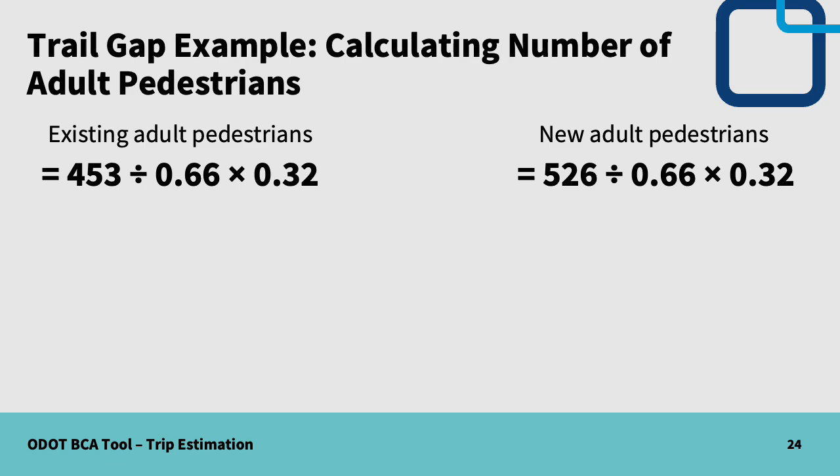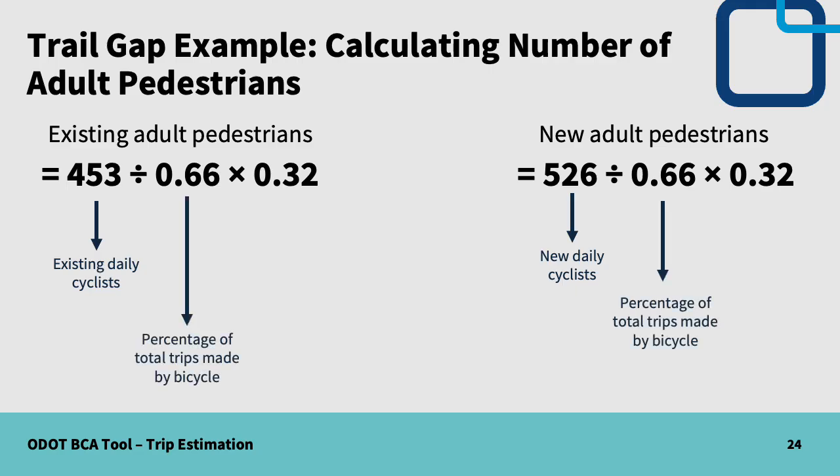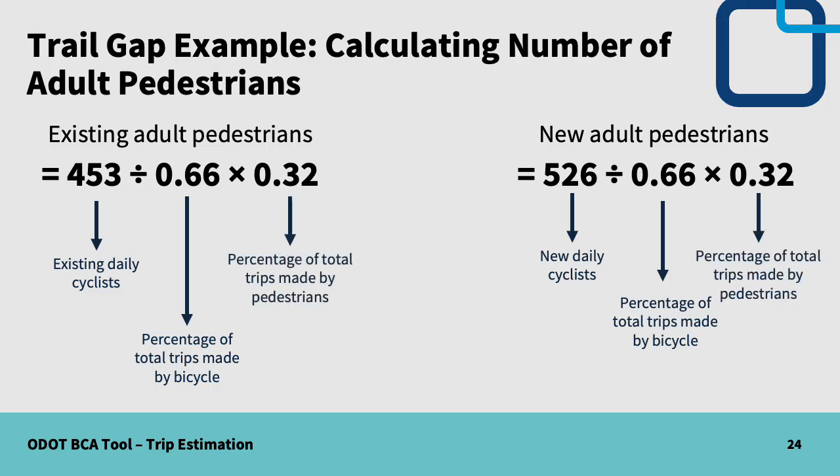Using those percentages, we can extrapolate the number of existing and new pedestrians using the equations shown on the slide. By dividing the number of existing, shown on the left, or new, shown on the right, cyclists, by the percentage of total trips made by bicycle, we get the total number of facility users. Then we multiply that by 32% to get just the pedestrian numbers. In our example, we get 219 existing adult pedestrians and 255 new adult pedestrians.